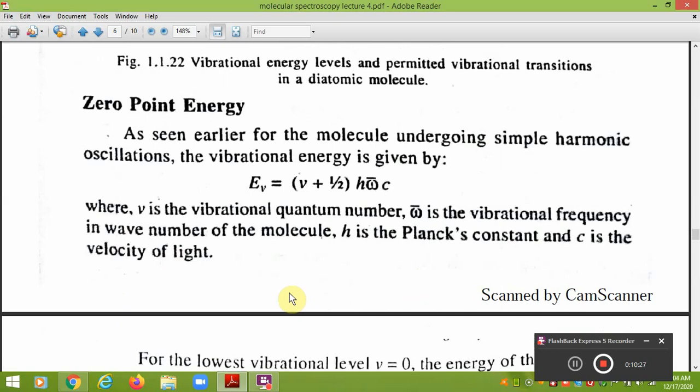Regarding the zero point energy, generally it is expected that in the zeroth energy level, the energy of the molecule will be zero.